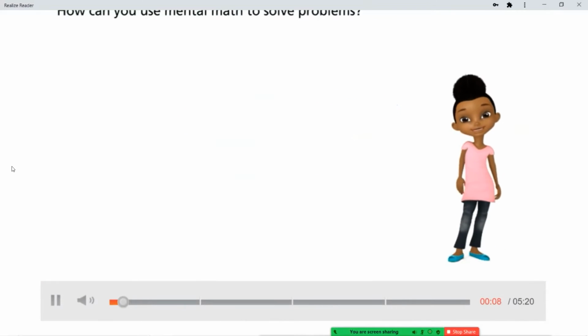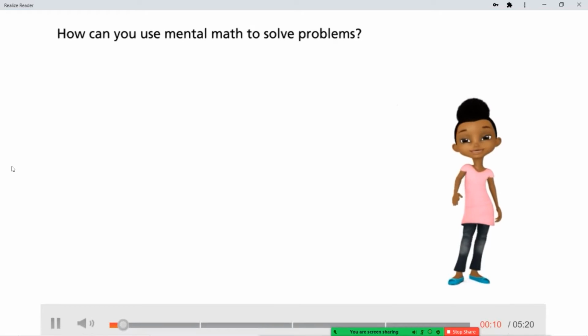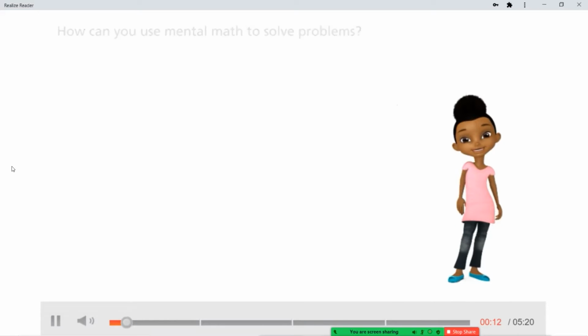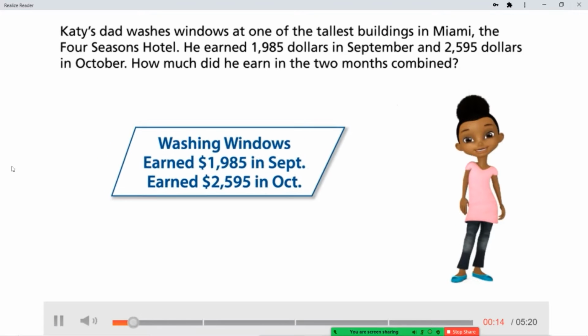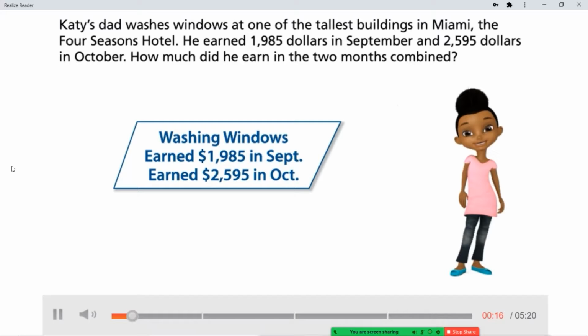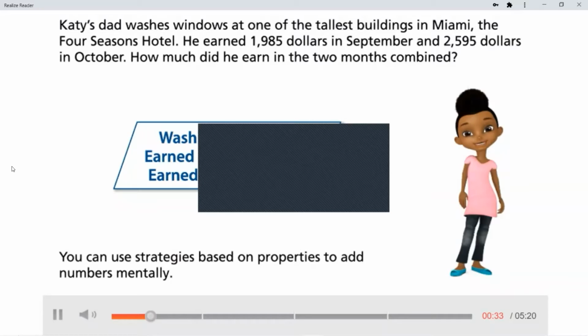How can you use mental math to solve problems? Katie's dad washes windows at one of the tallest buildings in Miami, the Four Seasons Hotel. He earned $1,985 in September and $2,595 in October. How much did he earn in the 2 months combined? You can use strategies based on properties to add numbers mentally.